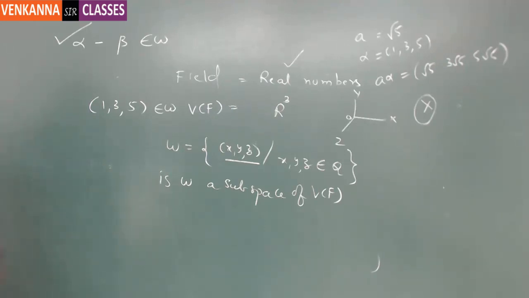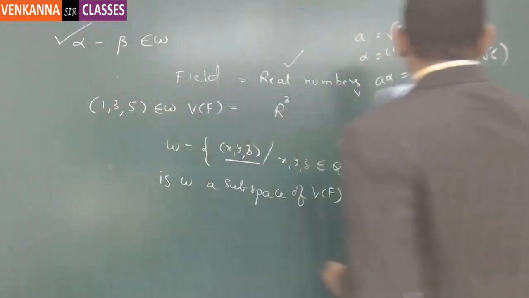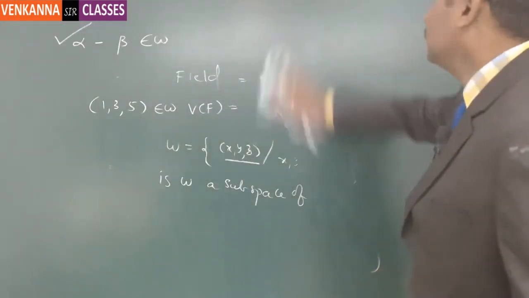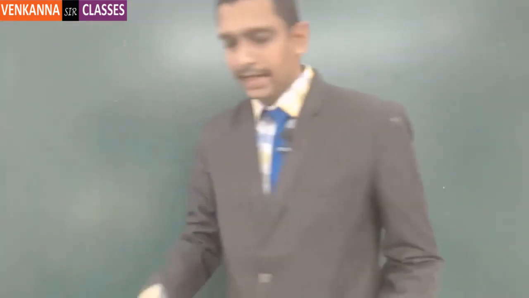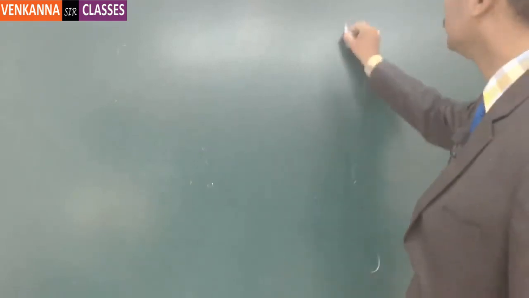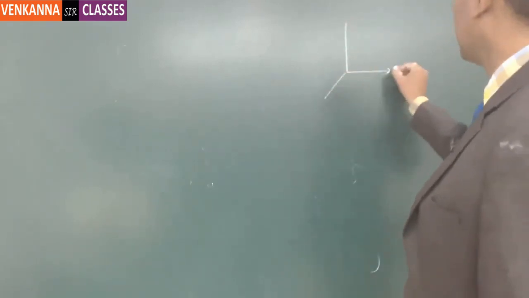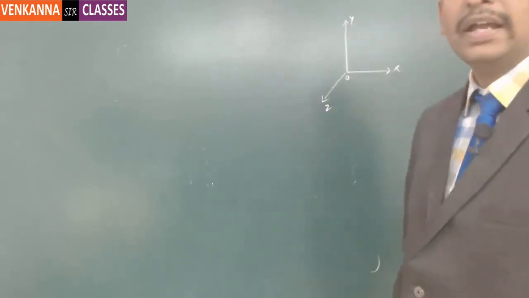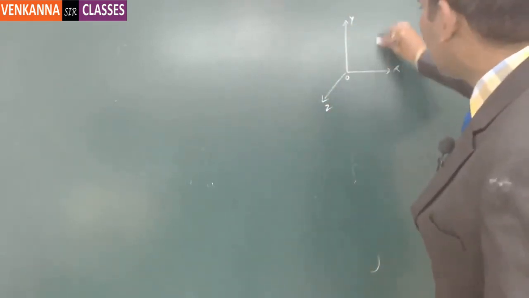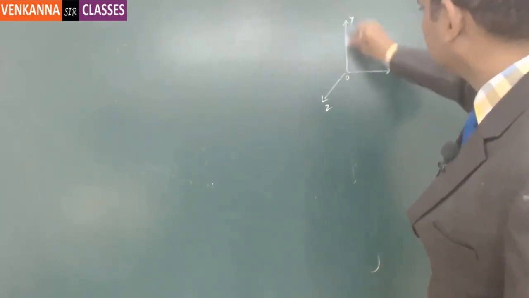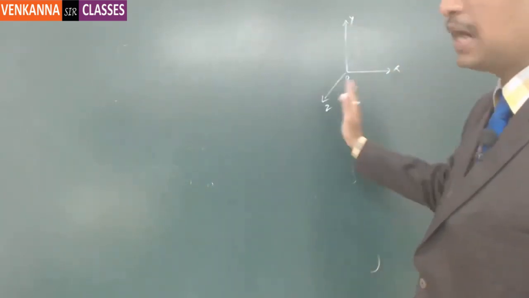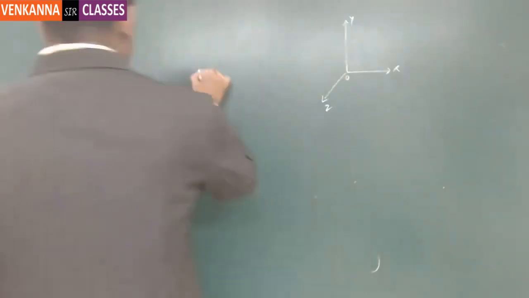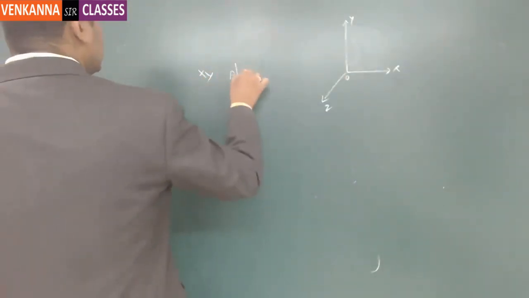Fine. Now, for your convenience, I just want to take one more thing for your discussion part. Suppose you take the 3D system. Again, consider x-axis, y-axis, z-axis. In this 3D system, you will have xy plane, you will have yz plane, and you will have zx plane. My question is, is the xy plane a subspace or not?